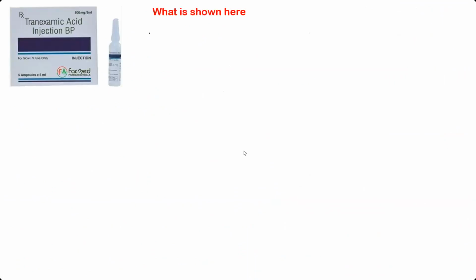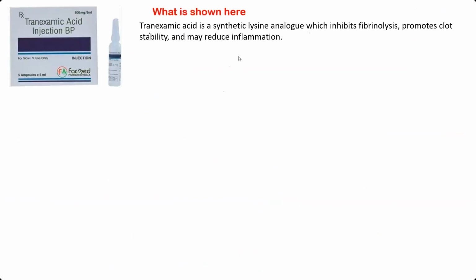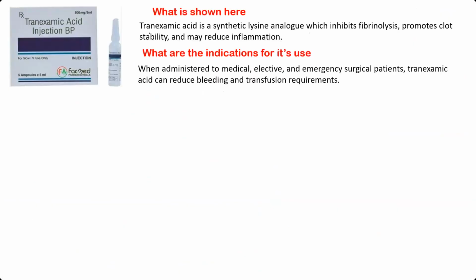This is another common drug which we now use. What is shown here? Tranexamic acid vials. It's a synthetic lysine acid analog. It inhibits fibrinolysis, promotes clot stability, and may reduce inflammation. What are the indications for its use? To decrease bleeding in trauma and obstetrics. Administered to medical, elective, and emergency surgical patients, it can reduce bleeding and transfusion requirements.